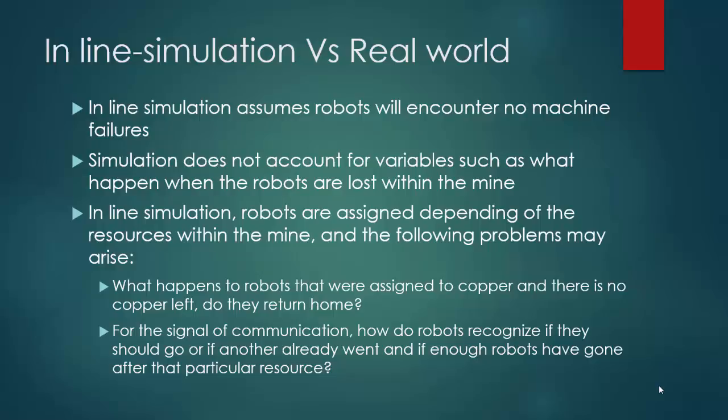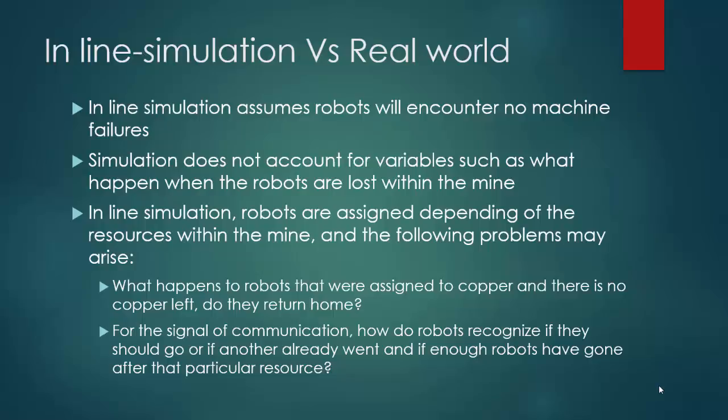Another thing is that in simulation, robots are assigned depending on resources within the mine, and the following problems may arise. Let's say, for example, that a group of robots were assigned to go and retrieve copper that was in that mine. When that copper is done, the real world has to consider what happens to those robots that were assigned to copper. Do they get reassigned or do they have to come back home? Another thing is signal communication: how do robots recognize if they should go or if another already went, and if enough robots have gone after that particular resource?